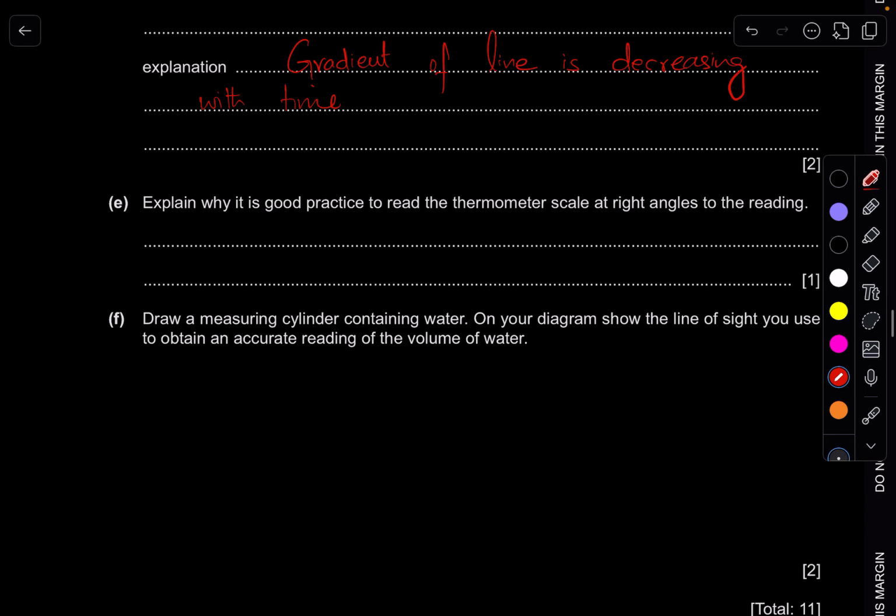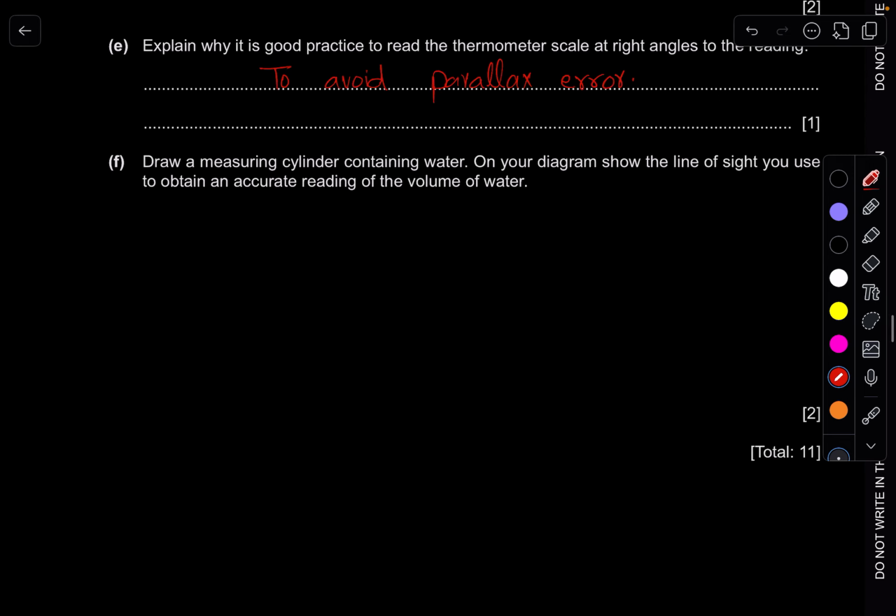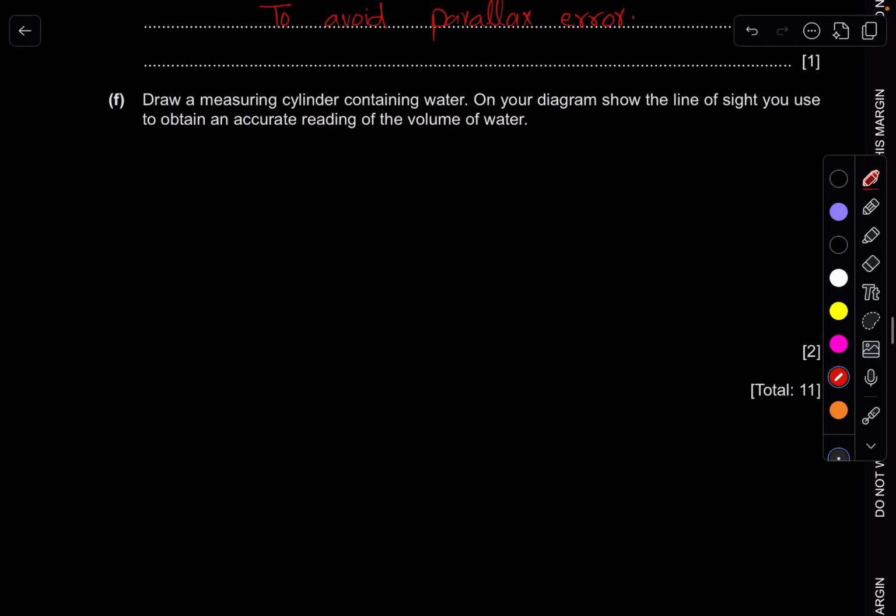And for E, explain why it is good practice to read the thermometer scale at right angle to the reading. So this is to avoid parallax error, right? Parallax error. And for part F, draw a measuring cylinder containing water on your diagram. Show the line of sight you use to obtain the reading. Okay, so what we have to do, we have to draw a measuring cylinder.